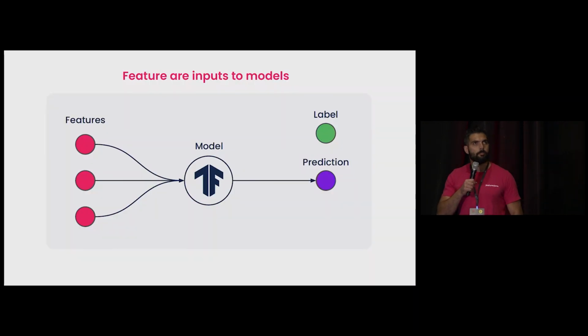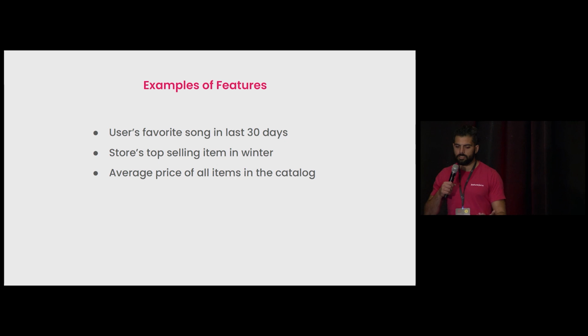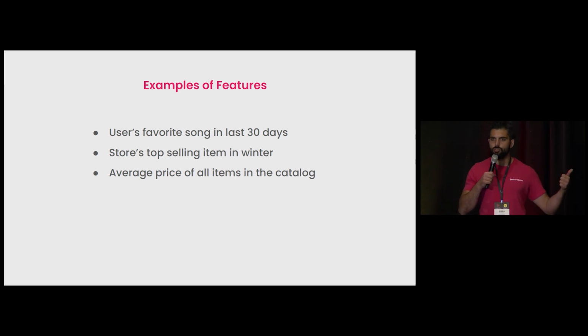So features are inputs to models. There's many things that can be a feature. You can argue a prompt is a feature. You can argue an embedding is a type of feature. Here are some examples: it could be a user's favorite song, it could be a store stop selling an item. These are features. These are the things that go into models.